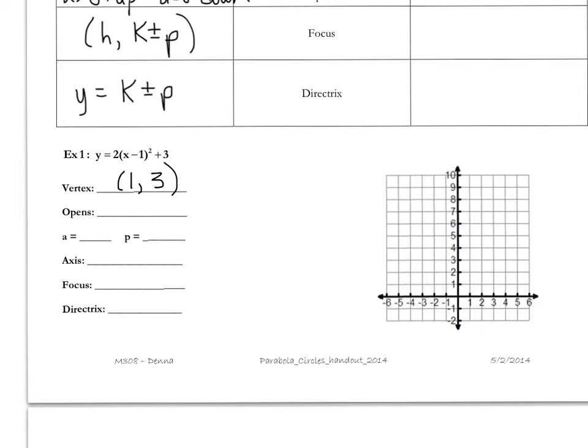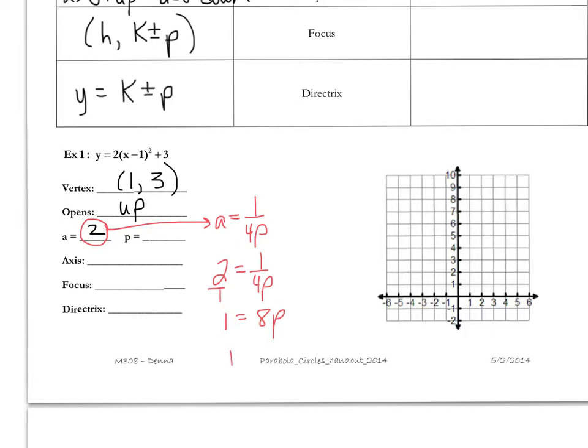And then which way does it open? Well, the 2 in front of the parabola is positive. That means that it's going to open up. And the a value is the number in front of the parentheses. That's just 2. And so then we're going to use our little magic formula here: a equals 1 over 4p. And all I'm doing is plugging in the 2 for the a. And I need to solve for p. That means 2 equals 1 over 4p. And if you just cross multiply, so you put the 2 over 1 and just cross, that means 1 equals 8p.